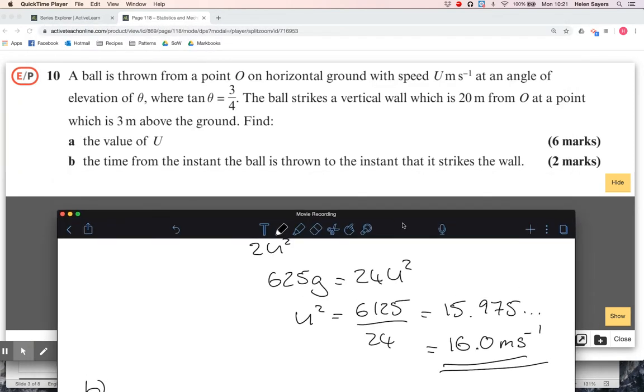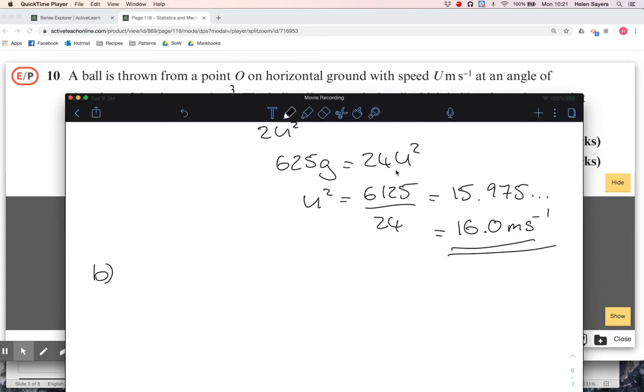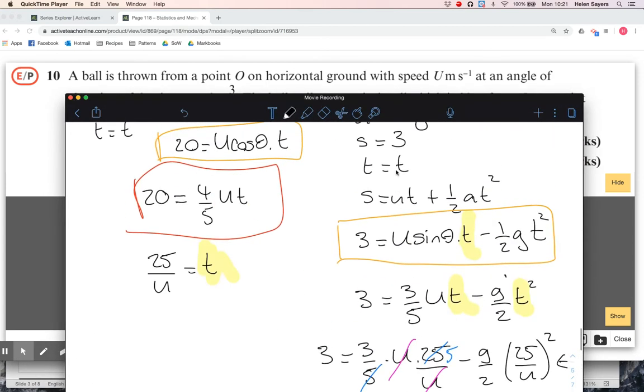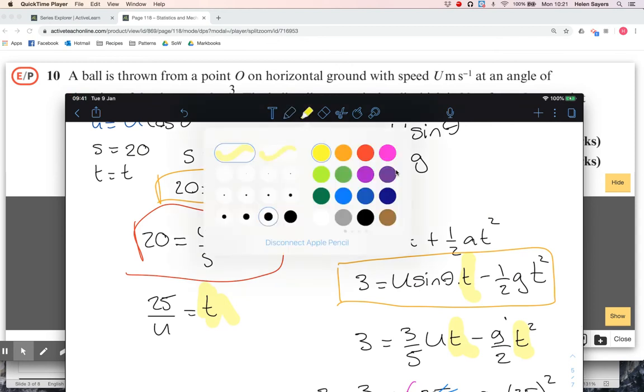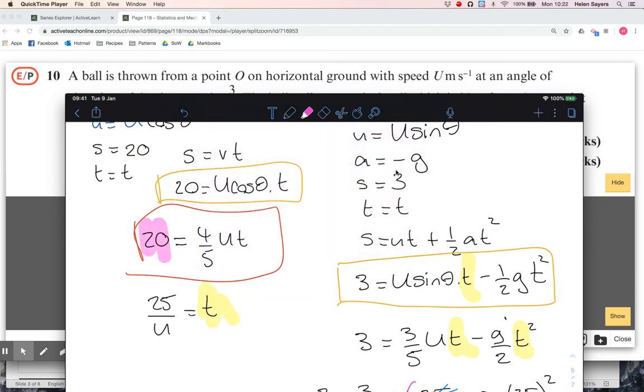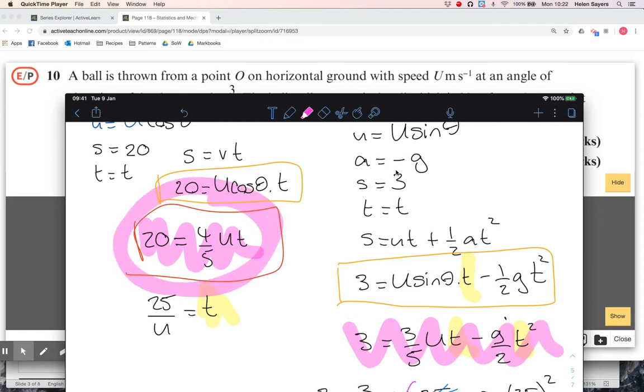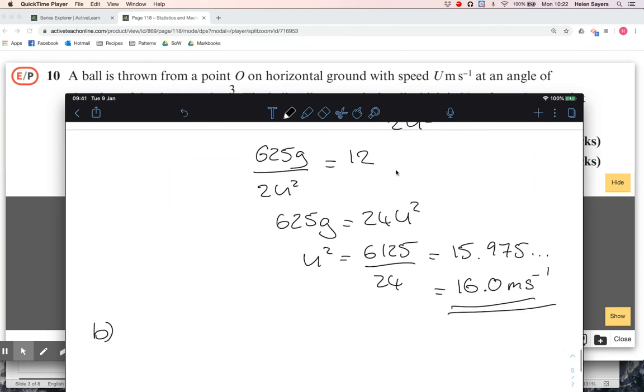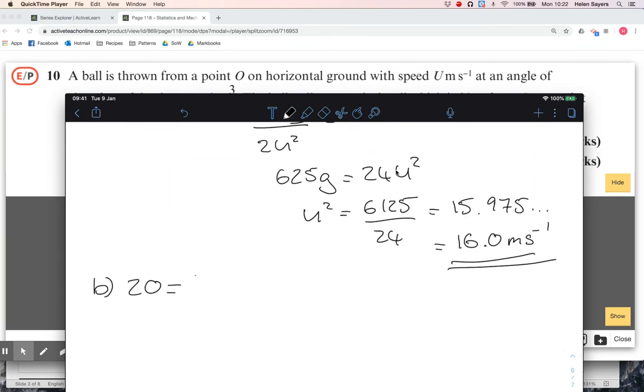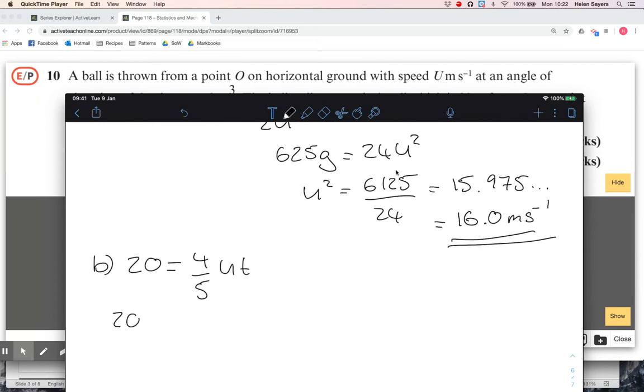What do they want for part B? So the time from the instant the ball is thrown to the instant that it strikes the wall. Okay, well, I think that's going to be fine, because I've got 2 equations in terms of U and T. So I think if we're sensible, we're going to use that one, because it's a lot easier. So I'm going to try and remember what that says. So 20 equals 4/5 UT. So 20 is 4/5 times 16 times T.